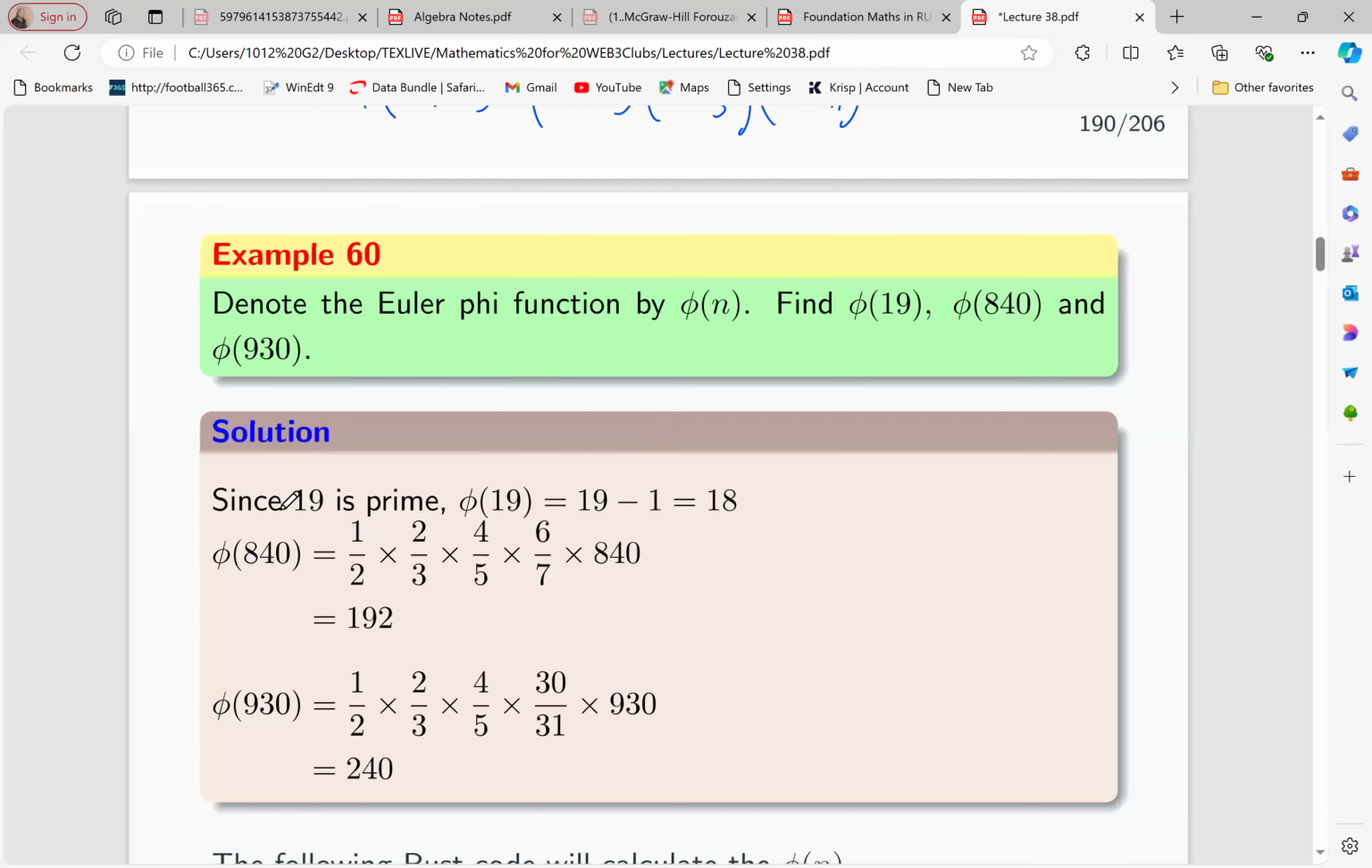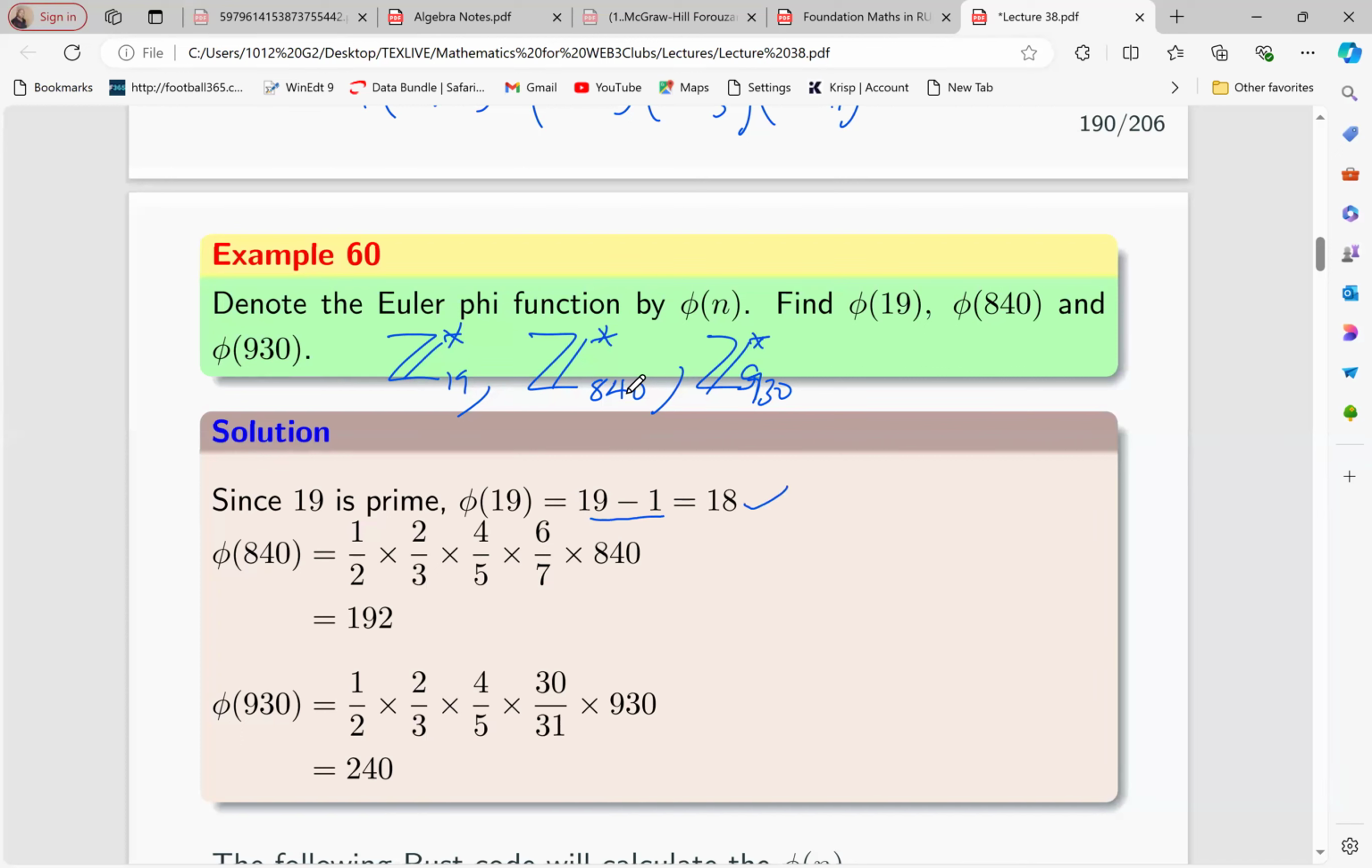19 is a prime number, so finding the order of that group is very easy. Just subtract 1 from 19 and you get 18. 840 is not prime. So find the numbers which can divide 840: 2, 3, 5, and 7. Prime numbers, not just numbers. Prime numbers can divide 840.